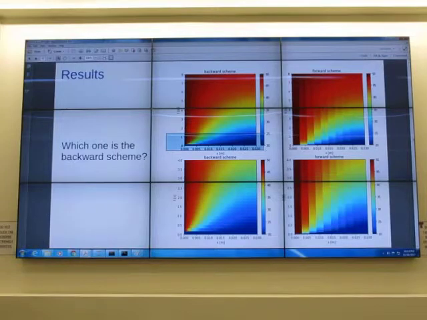But the forward scheme doesn't need matrix inversion or solving the system of equations. Okay. So typically the backward scheme and the forward scheme are at the same accuracy.